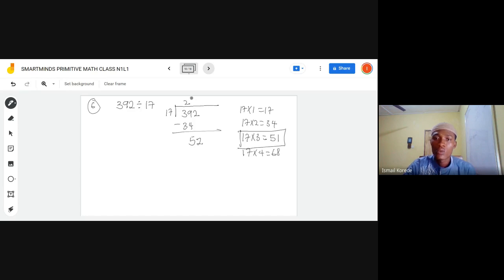So 17 in 52 is 3. 3 times 17 is 51. Then we subtract, we have 1 as our remainder. 17 and 1 is not possible, so we just leave the answer like this. So we have 392 divided by 17 gives what? 23, remainder 1. Simple as this.